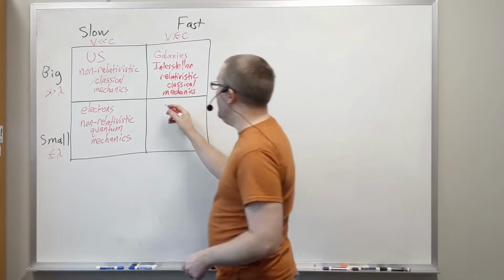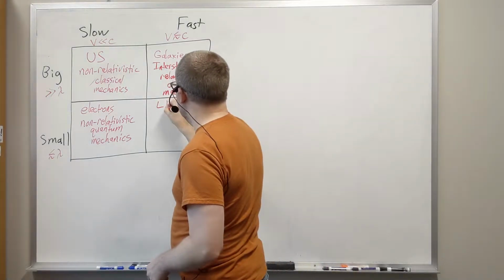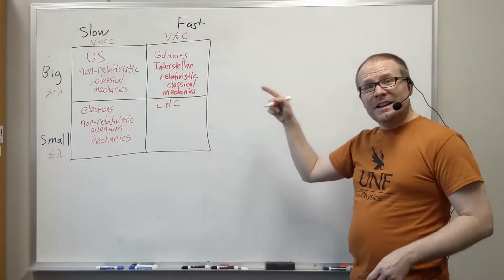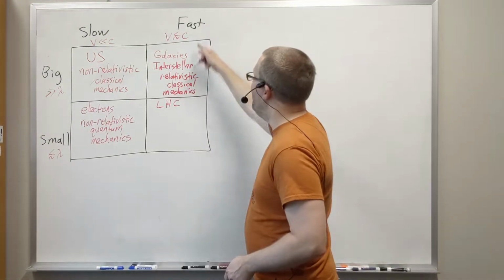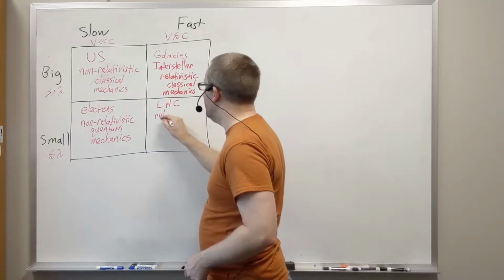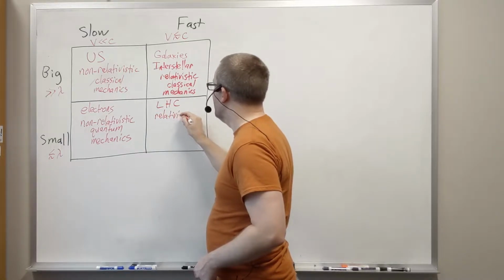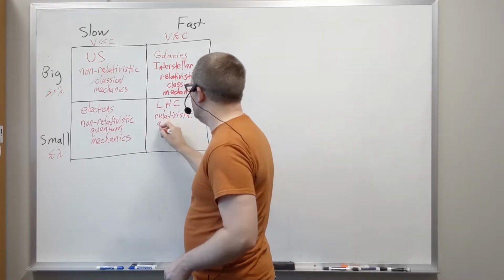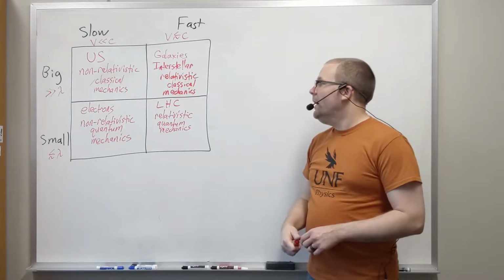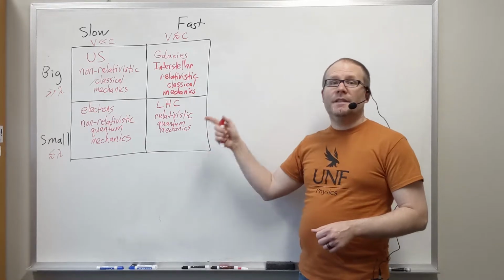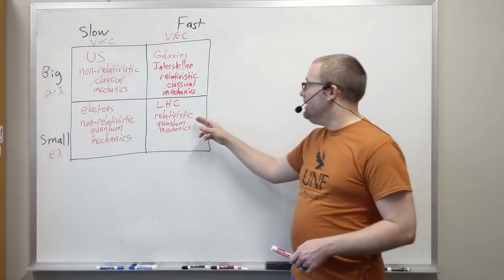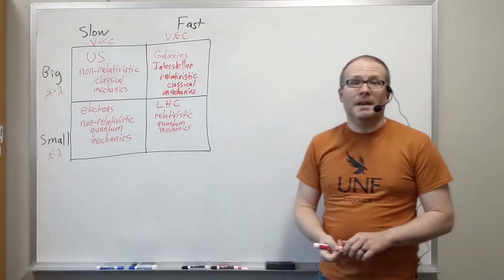Now, there's a fourth quadrant here for things that are fast and small. This is for things like particle colliders, like the LHC. You might intuitively think, okay, I'm fast, so that makes me relativistic, and I'm small, so that makes this quantum mechanics. And so you might think, like many physicists at the beginning of the 20th century did, that this would be the domain of relativistic quantum mechanics.